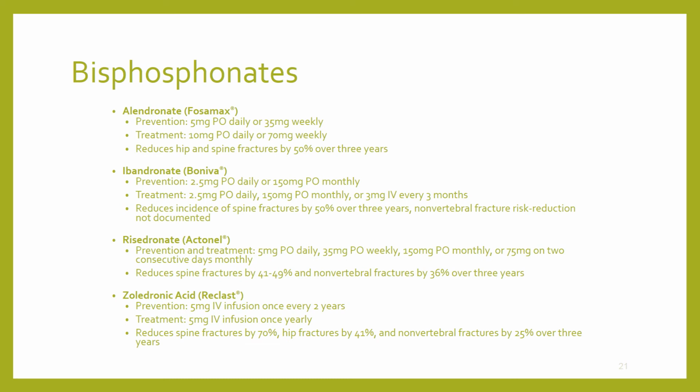Ibandronate is a monthly treatment and can be given orally, monthly, or IV every 3 months. Ibandronate reduces the incidence of spine fractures by 50% over 3 years, but non-vertebral fracture risk reduction has not been documented. This would be something to keep in mind for patients who have low bone mineral density in areas other than the spine.